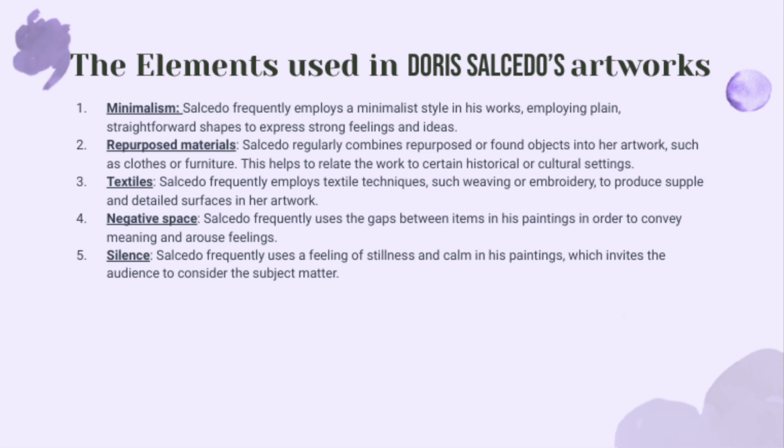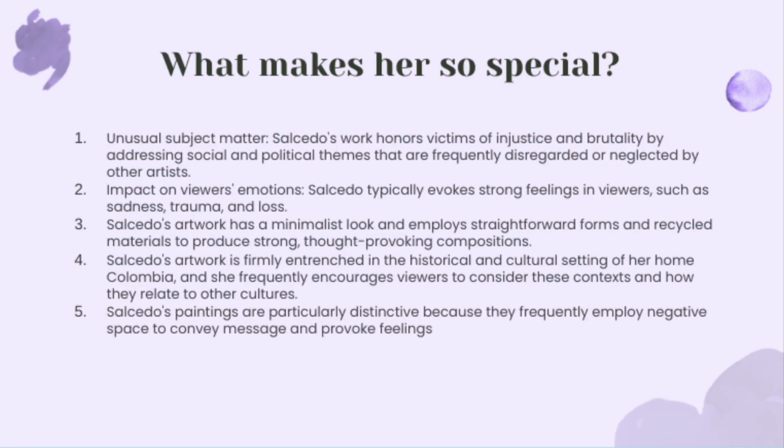Textiles. Salcido frequently employs textile techniques such as weaving or embroidery to produce supple and detailed surfaces in her work. Negative space. Salcido frequently uses the gaps between items in her projects in order to convey meaning and arouse feelings. Silence. Salcido frequently uses a feeling of stillness and calm in her work, which invites the audience to consider the subject matter.